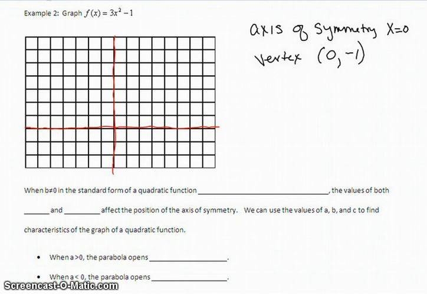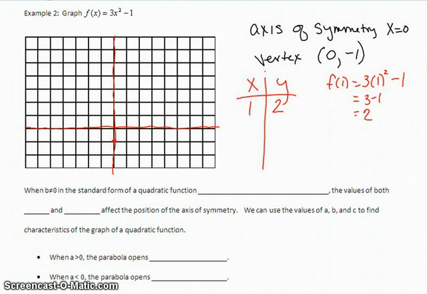Graph my vertex (0, -1). Then go ahead and make a chart, x, y, and select values on either the right side or the left side of that axis of symmetry. It doesn't matter. I'm going to select 1. So I have f of 1 equals 3 times 1 squared minus 1, which is 3 minus 1, which is 2.